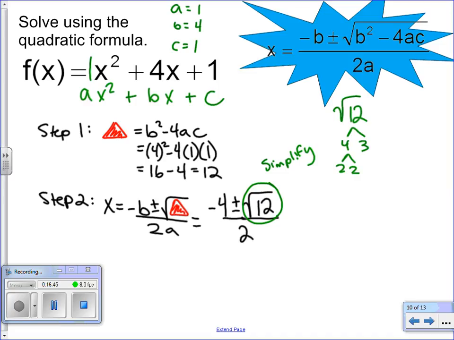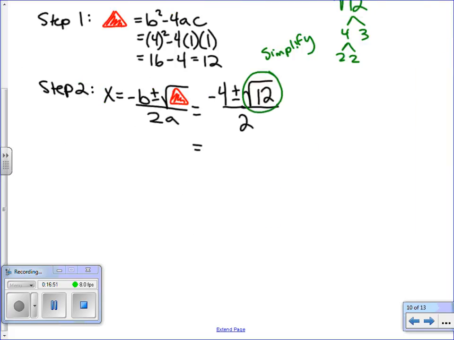Yes. So I'll be able to rewrite the square root of 12 in the formula. And I'll get something like negative 4 plus or minus, and I have my 2's as a double, so it'll be 2 on the outside. And then the 3 is single, so it's going to stay on the inside. Then divide that by 2.